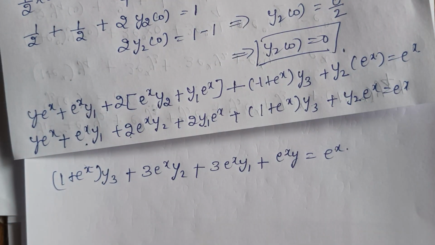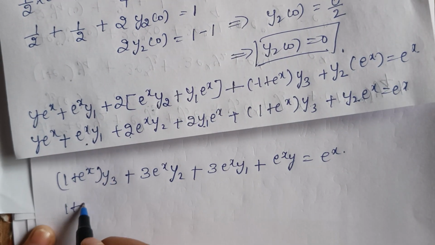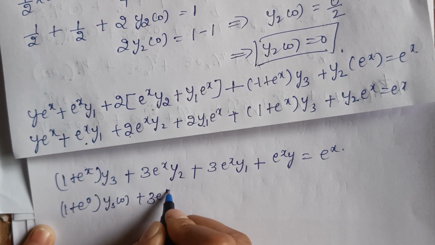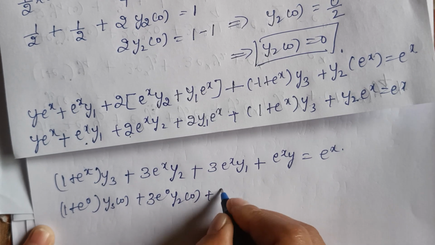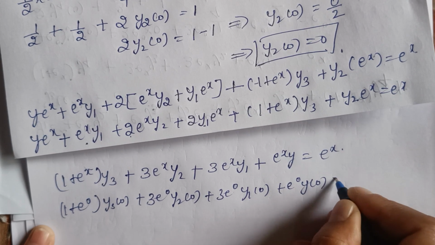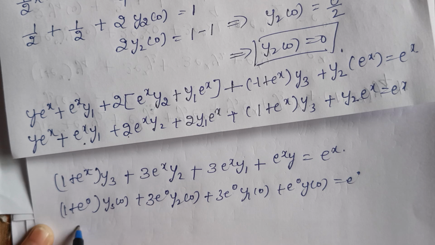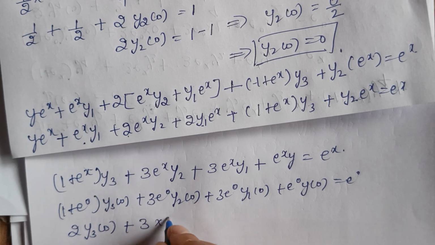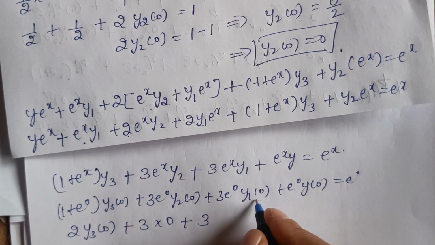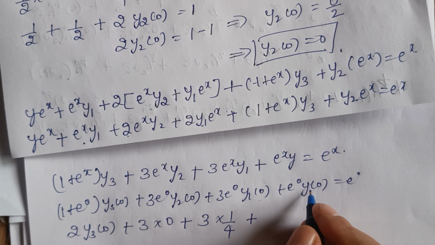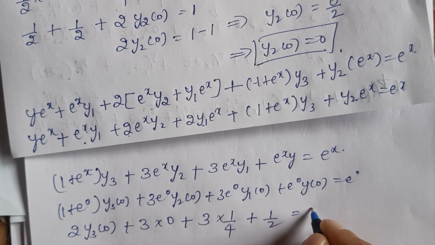Okay, now just I'll find y3 of 0. So 1 plus e power 0 y3 of 0 plus 3 e power 0 y2 of 0 plus 3 e power 0 y1 of 0 plus e power 0 y of 0 is equal to e power 0. So this becomes 2, 1 plus 1, 2 y3 of 0 plus 3. What is y2 of 0? It is 0 plus 3 y1 of 0 is 1 by 4 plus y of 0 is 1 by 2 is equal to 1.